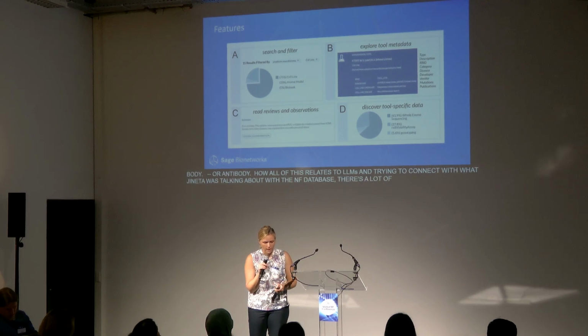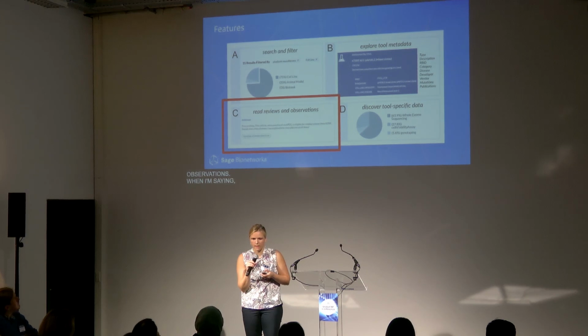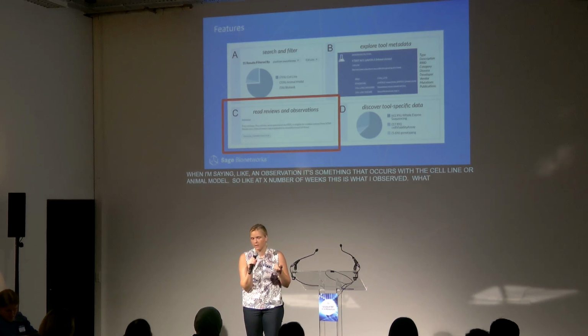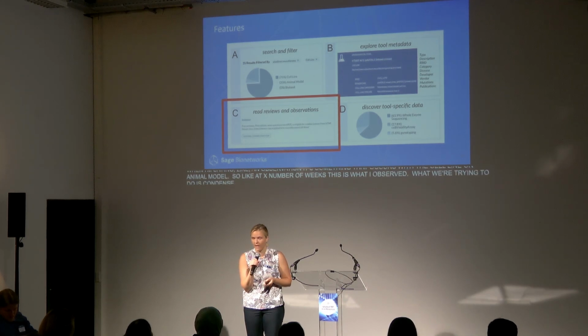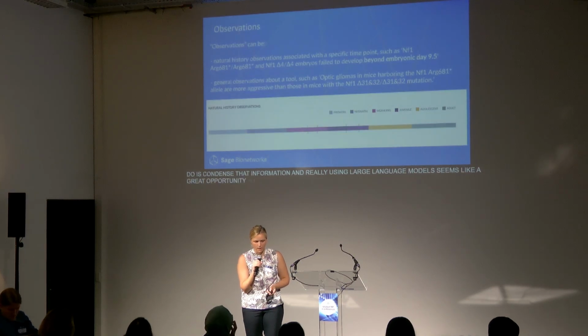So what we've added is the ability to show observations. When I say an observation, it's something that occurs with the cell line or animal model, like at X number of weeks, this is what I observed. What we're trying to do is condense that information, and really using large language models seems like a great opportunity to make this happen. So here are some examples of observations.